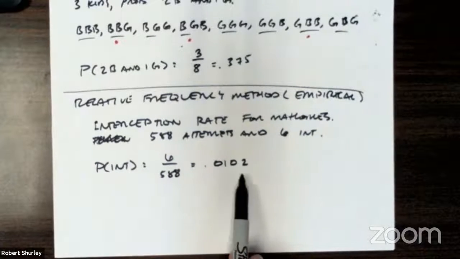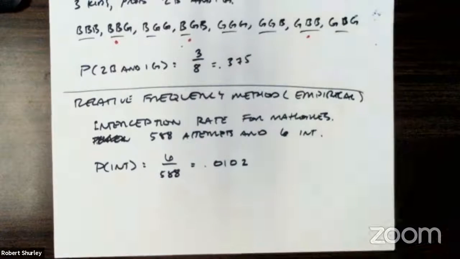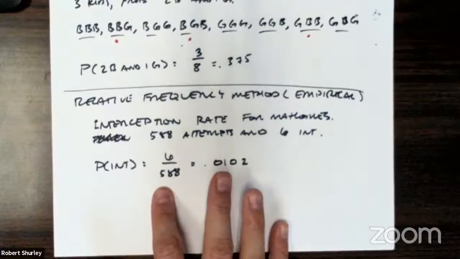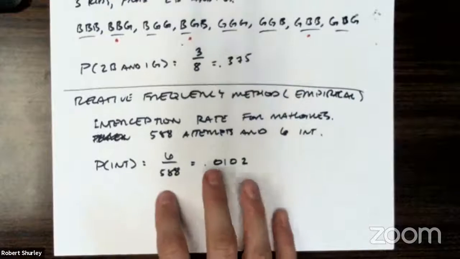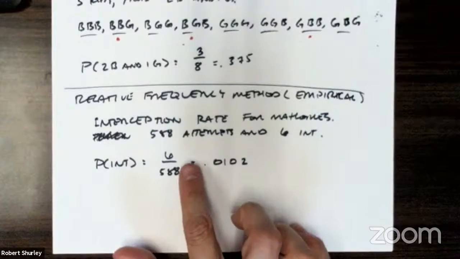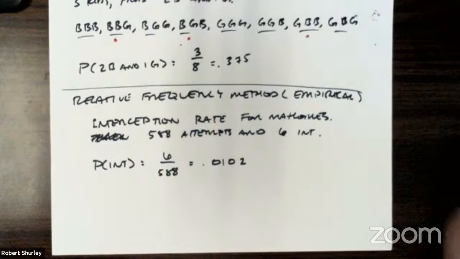Okay, so 0.0102 for the probability of Patrick Mahomes throwing an interception. And all you're doing is, hey, look, there were 588 times he threw the ball. Actually, not that it occurred, 588 times it could have occurred. And only 6 times did we have the actual interception.